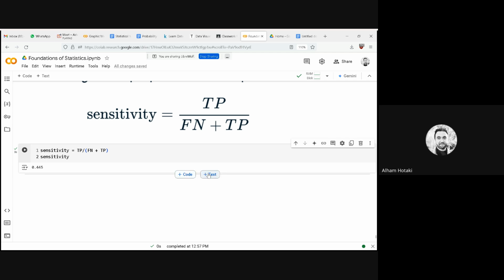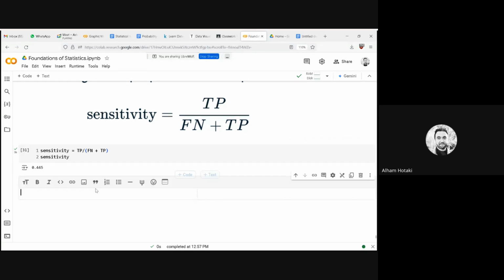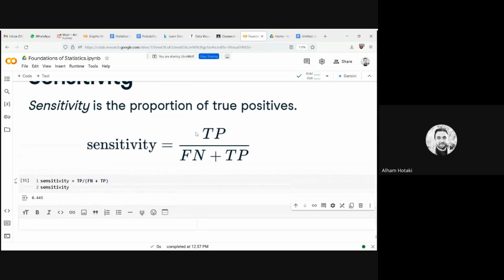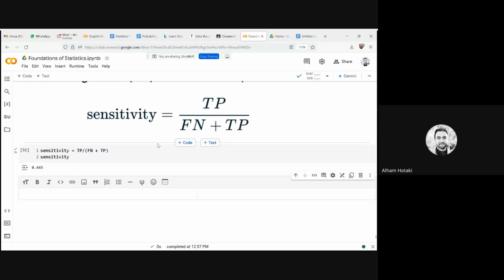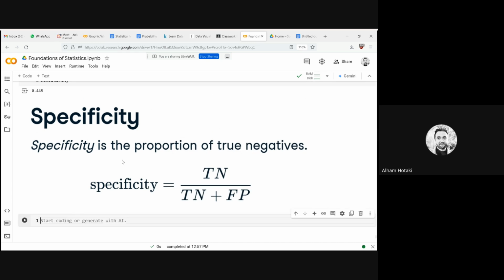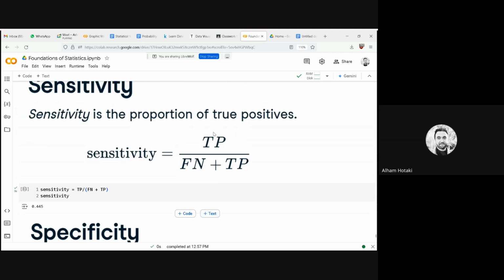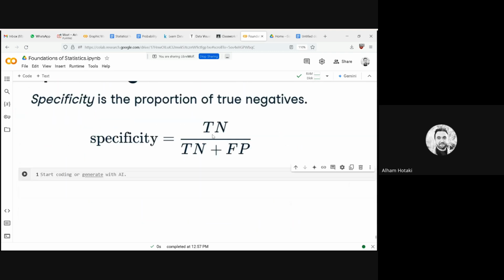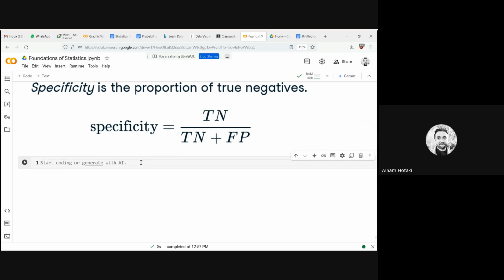Another function that you have to understand. So now we just find the true positives. If you want to know the true negatives, then that's called another measure for such models. That's called specificity. This is the proportion of true negatives. So this was the true positives, and this is the proportion of true negatives.